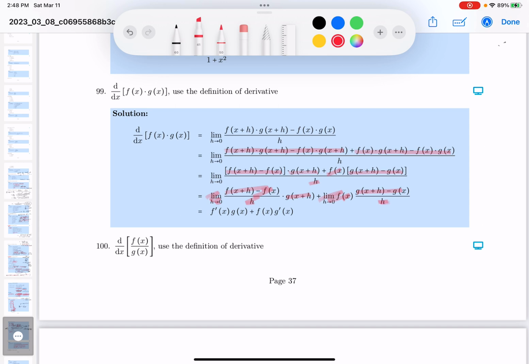So I recognize these guys for what I want. The first one's f prime times g of x, because as h goes to 0, g of x plus h goes to g of x. And the second one is going to be f of x, and that's the definition of the derivative of g of x. It worked out beautifully. Thank you.